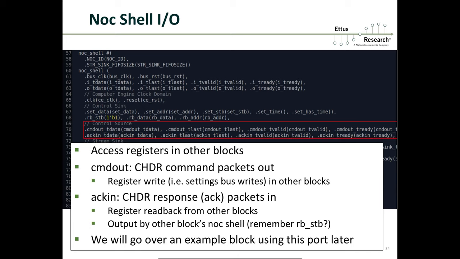Moving on to the next set of signals, our control source, which is the command out and ACK in AXI stream buses. These are used to trigger those settings bus writes and readbacks in other blocks. So for instance, command out is how we're sending the control packet to another block, and ACK in is actually the response packet that comes from that block.